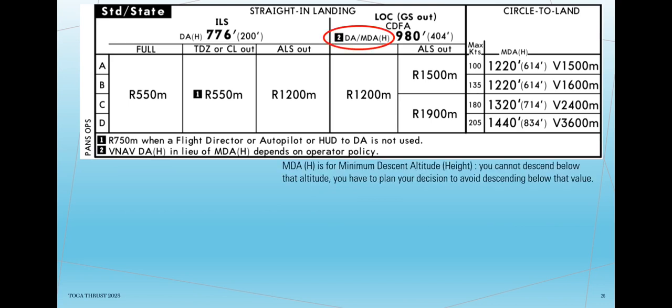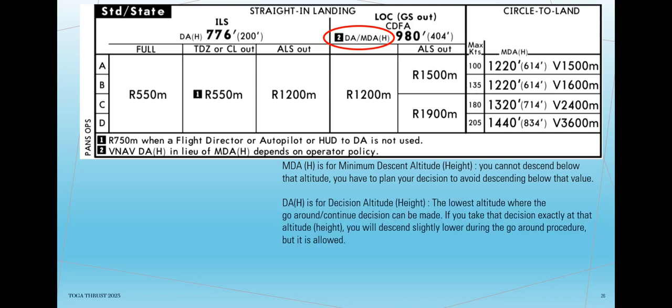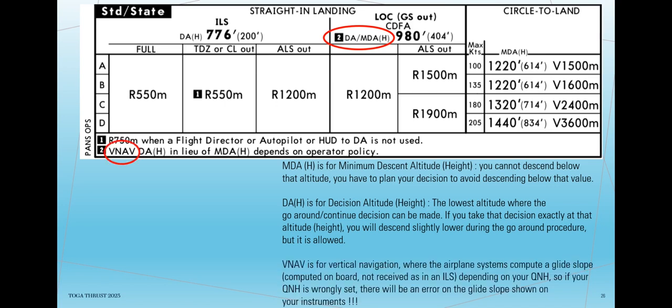MDA, H, is for minimum descent altitude, height. You cannot descend below that altitude, you have to plan your decision to avoid descending below that value. DA, H, is for decision altitude, height, the lowest altitude where the go-around or continue decision can be made. If you take that decision exactly at that altitude, height, you will descend slightly lower during the go-around procedure, but it is allowed. VNAV is for vertical navigation, where the airplane systems compute a glide slope, computed on board, not received as in an ILS, depending on your QNH, so if your QNH is wrongly set, there will be an error on the glide slope shown on your instruments.